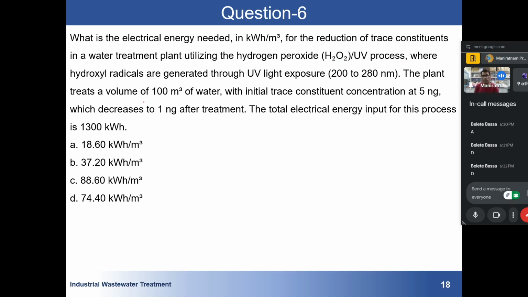The plant treats a volume of this much meter cube with initial trace concentration of 5 nanogram, which decreases to 1 nanogram after treatment. The total electricity input for the process is 1300 kilowatt hour. So you have to just find out what is the need of electrical energy. Every data has been given to you. This much volume of water is coming with concentration of 5 nanogram and is converting into 1 nanogram. Final concentration is 1 nanogram.